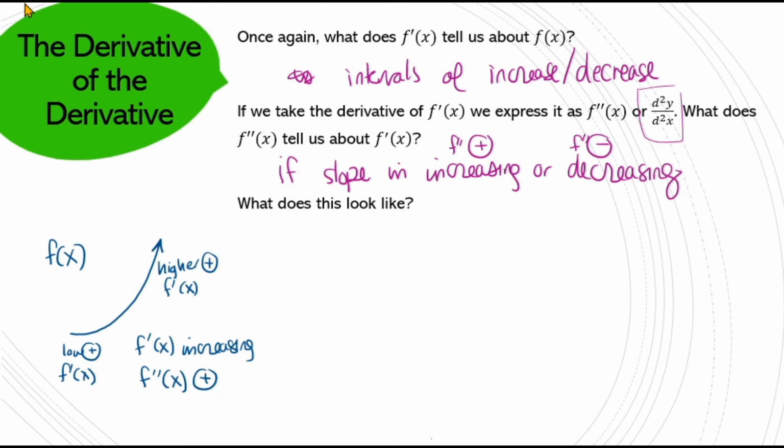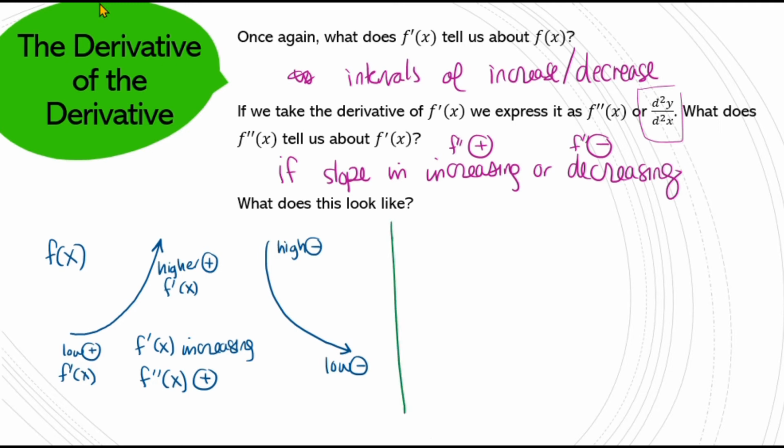Now, there's another situation that is not as intuitive, where the slope is increasing, and it's when you do this. So here we have a high negative slope, and here we have a low negative slope. So as we move from left to right on the graph of f of x, we're going from a very negative number to a less negative number, and that is increasing.